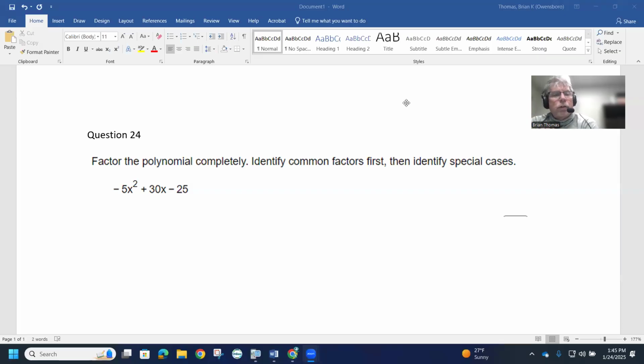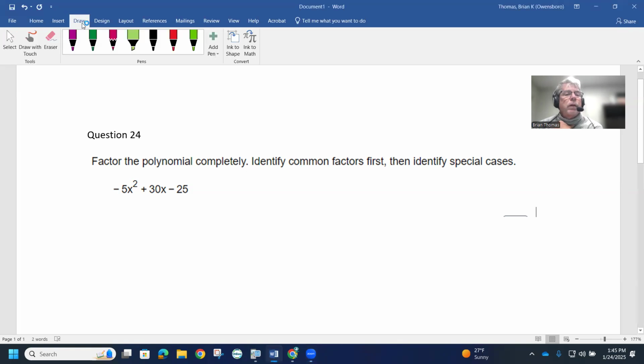So again, continuing with general polynomials factoring. Question 24 says factor the polynomial completely, then identify common factors first, then identify special cases. So in this example, again, factoring, what makes it tricky is the coefficient of the x squared.